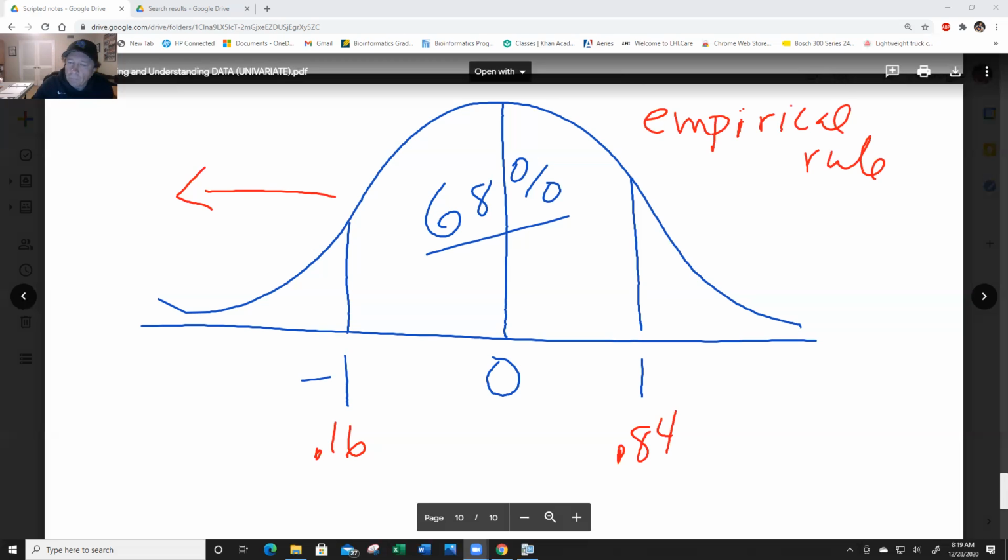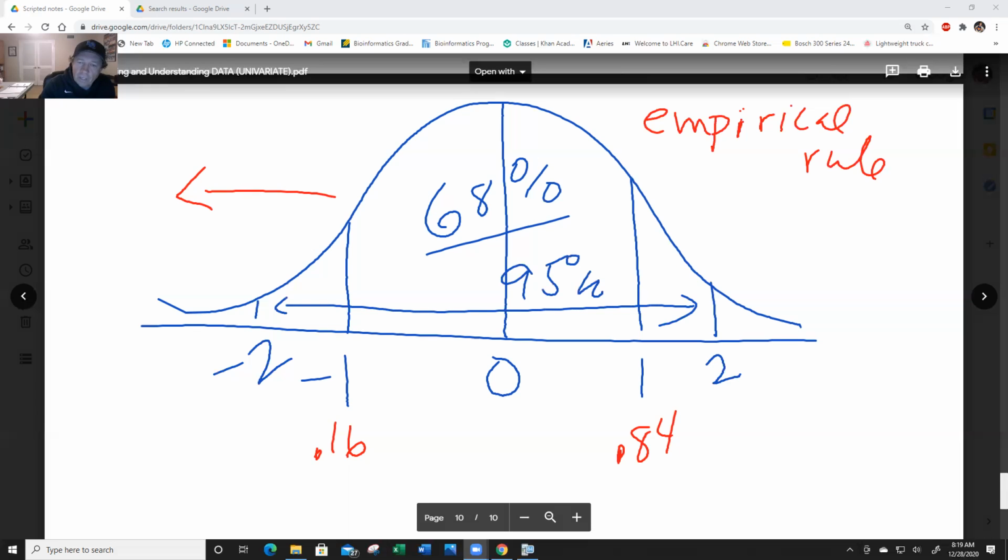Now, if you get the z-score of 2 and -2, 95% of the data is within 2 standard deviations of the mean. It's almost the whole curve. It's really deep in the tails there. And then for percentile ranks, this is about the 97.5 percentile, and this is about the 2.5 percentile.